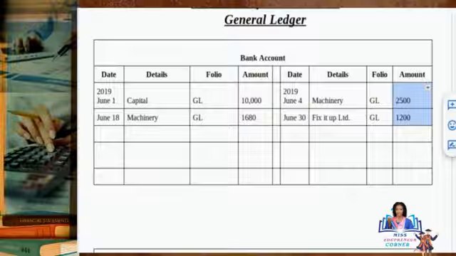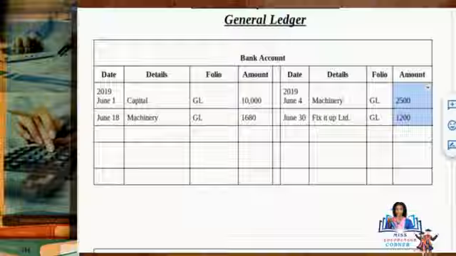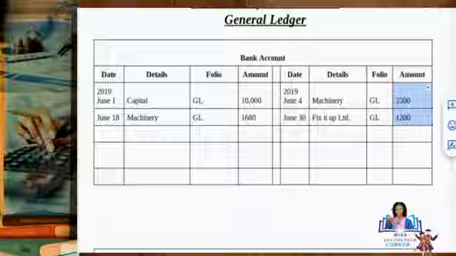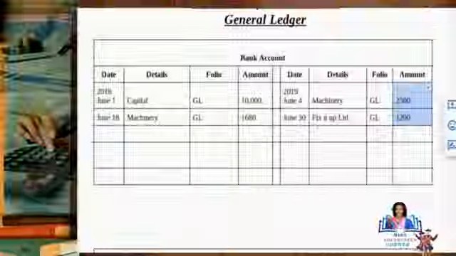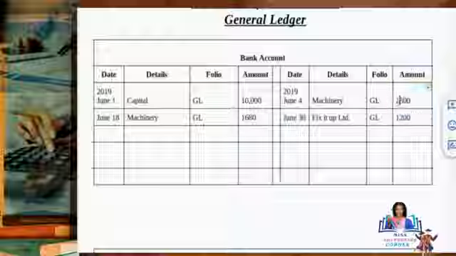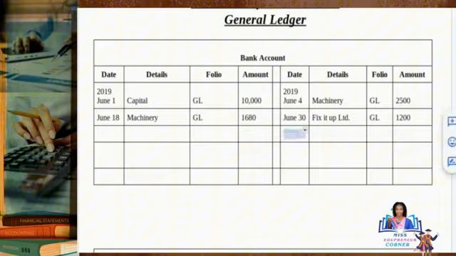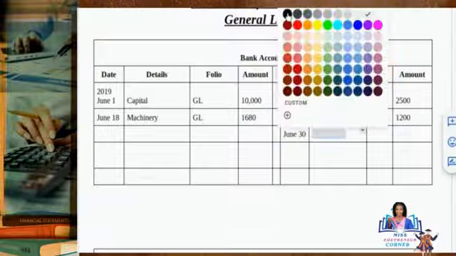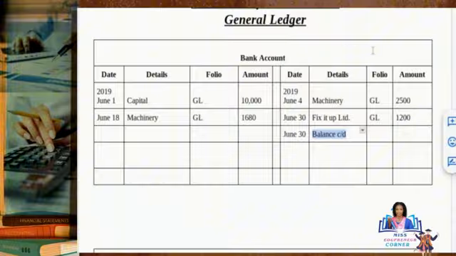Step number 3 says that we're to enter this balance, so that's $7,980, on the shorter side. So the credit side is the shorter side. So we're to record this balance on the credit side as at the last day in the month. So that would be June 30. So June 30, we're to name that balance BAL CD or balance CD. And the balance is $7,980.